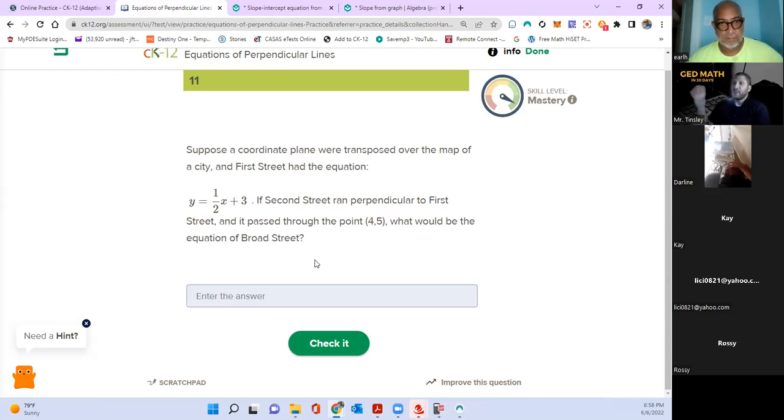So what I want you to do is tell me the equation of the perpendicular line, and send me the answer in the chat. This is going to be the last problem we're going to do for this evening. Tell me the equation of the line that's perpendicular to y equals 1/2 x plus 3 and passes through (4, 5). I'm going to set the timer for 3 minutes.